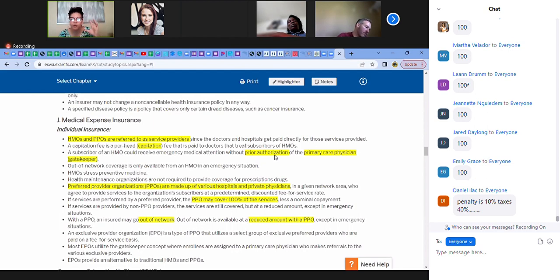They have to go through the insurance company to get it approved. That's why they're considered the gatekeeper. That gatekeeper is responsible for making sure the patient does not go spend all the insurance company's money. When you see those words, that's what you're looking for. On a PPO, when you see the words out of network or reduced amount, it's a PPO. Out of network or reduced amount, PPO.